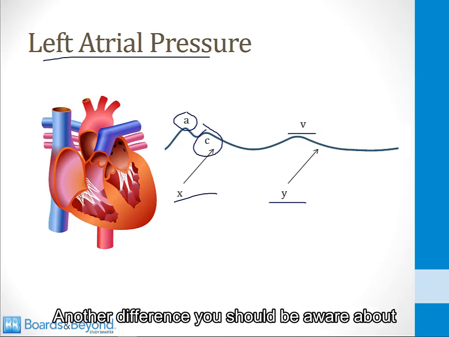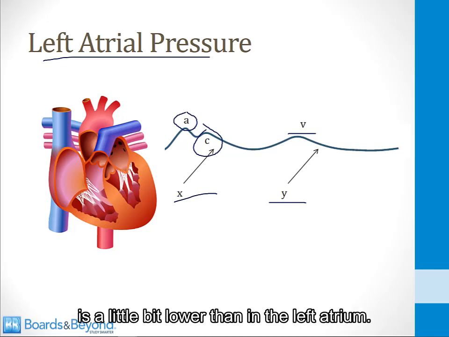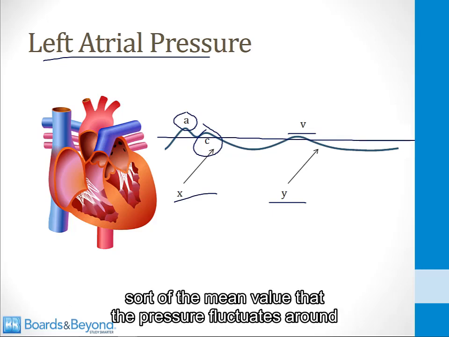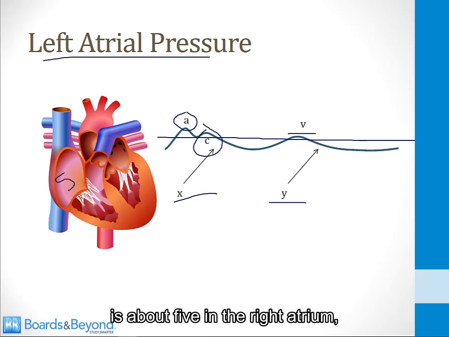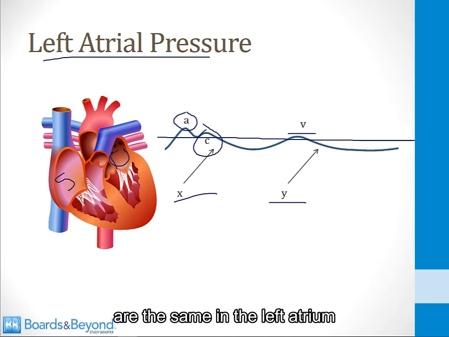Another difference you should be aware about is that the mean pressure in the right atrium is a little bit lower than in the left atrium. The mean pressure in the right atrium, which would be this pressure right here, sort of the mean value that the pressure fluctuates around, is about 5 in the right atrium. It's about 10 in the left atrium. But other than that difference, the bumps and the descents in the pressure tracing are the same in the left atrium as compared to the right atrium.